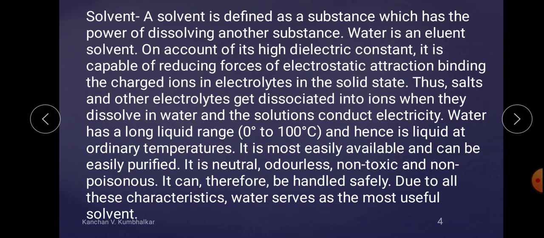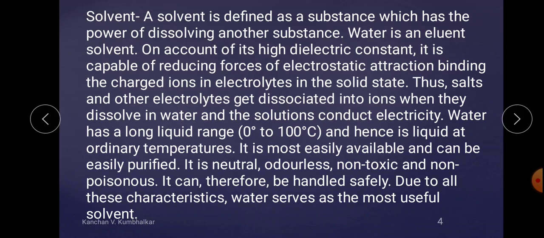On account of its high dielectric constant, before moving further, we have to discuss what is meant by dielectric constant. Dielectric constant is the power of a solvent to pull apart ions. For example, if we dissolve NaCl in water, the water has the capacity to separate the Na positive and the Cl negative. And this power depends on the dielectric constant.